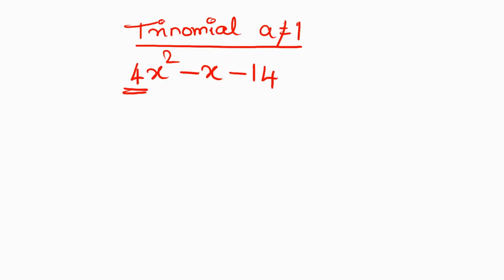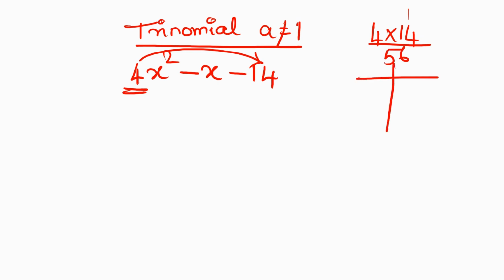Now we will consider the next example, a trinomial where a is not equal to 1. In this, 4x square minus x minus 14. There, since we have a equal to 1, 1 into that constant value will remain the same. Here I have a not equal to 1. So multiply that constant first. 4 into the coefficient of x square. Coefficient of x square is 4. So 4 into minus 14 is minus 56.